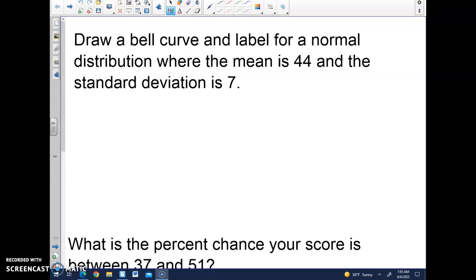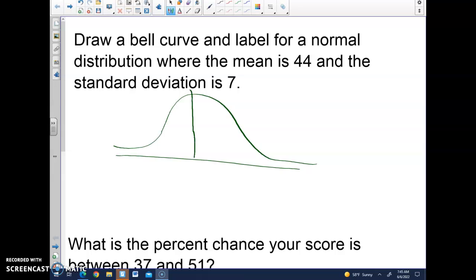Alright, so for each of these questions, we're going to draw a bell curve, and just drawing a rough sketch is fine. Okay, and our mean is 44. So I draw that line right down the middle, and what we have to understand is our mean splits the bell curve in half. If our mean is 44, half of our scores are going to be bigger than 44, half the scores are going to be less than 44.